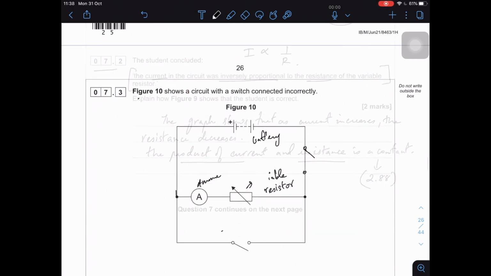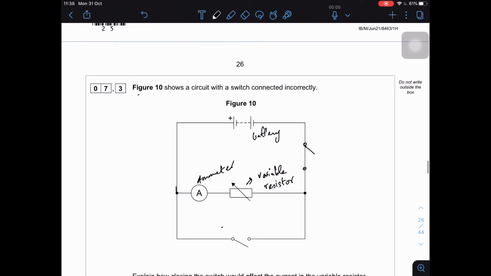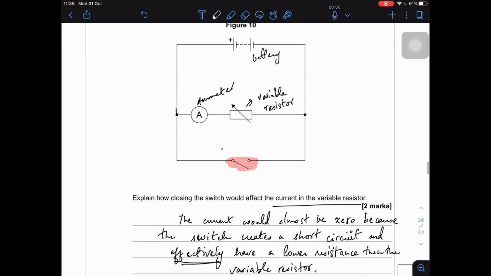Okay, so that's right. So one more time, we have the battery, ammeter, and the variable resistor. You can see that the switch has been connected wrong here. It actually had to be connected over here, but instead of that, we have the switch connected on this side in parallel. So what does that mean? Okay, so they're asking you how closing the switch would affect the current in the variable resistor.